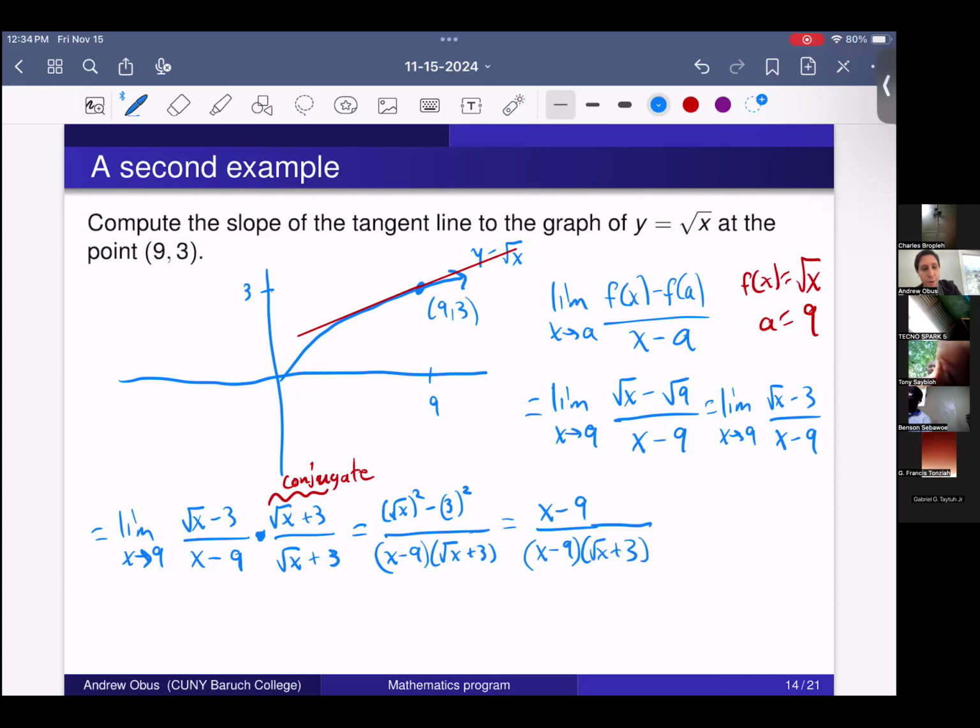Now we're in good shape, because we have an x minus 9 and an x minus 9, and that's going to cancel out. So what we're left with is the limit as x approaches 9 of 1 over square root of x plus 3. Robert, yes, we could also factor the denominator as square root of x plus 3 times square root of x minus 3. That's completely fine, and that works too. Then you could get a simplification. Either way is completely fine.